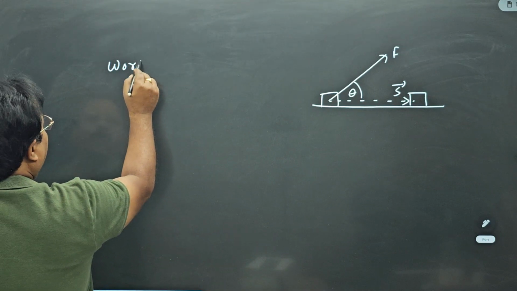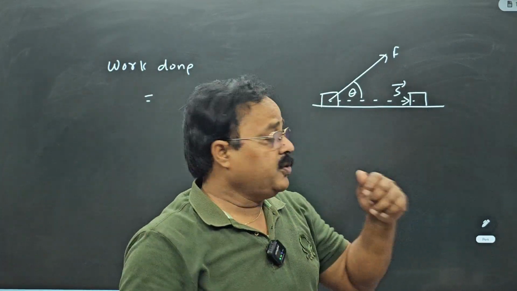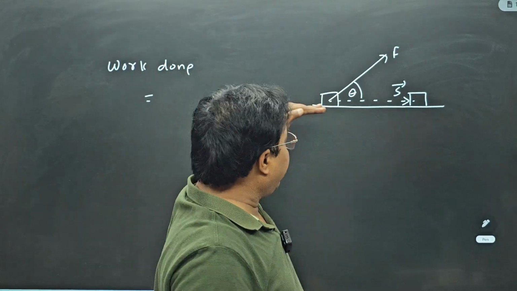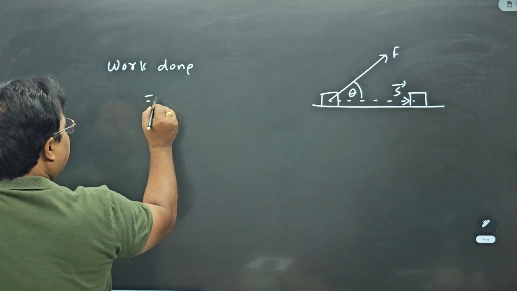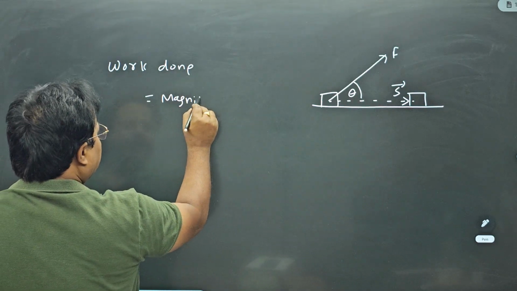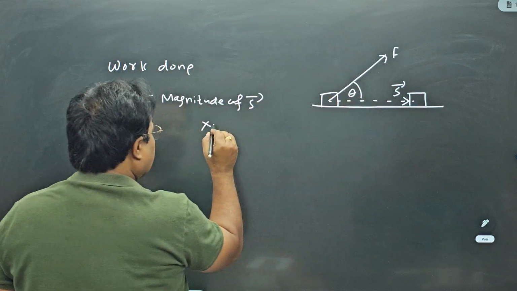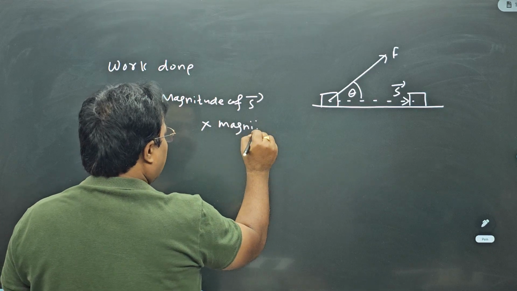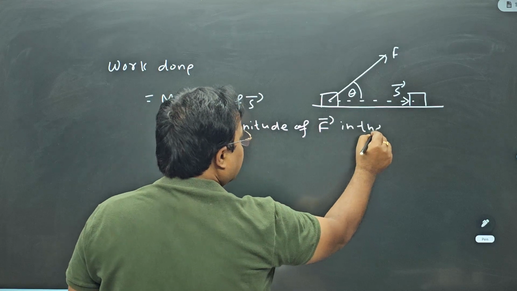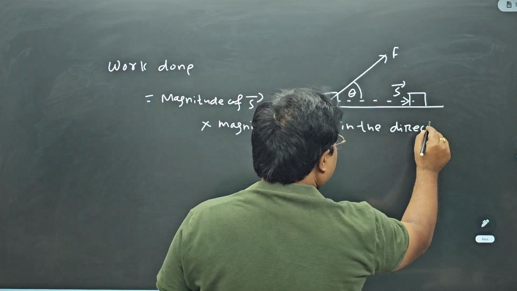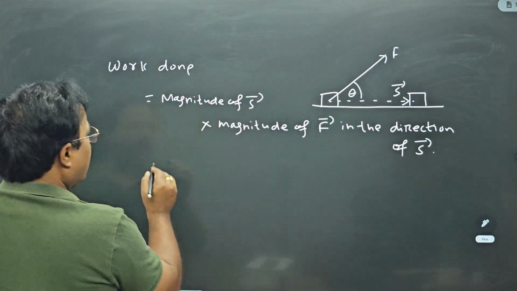To find work done, we bring both in the same direction. You bring force in the direction of S vector, or you bring the magnitude of S vector in the direction of F vector. Then you multiply. Here, I take the magnitude of S vector into the magnitude of force vector in the direction of the displacement vector S. Okay, my dear students, I believe you have understood it. What is the magnitude of S vector?